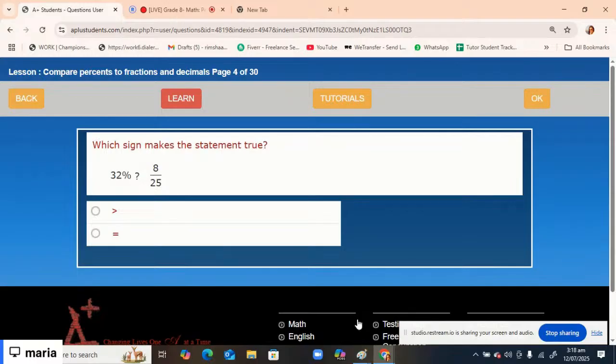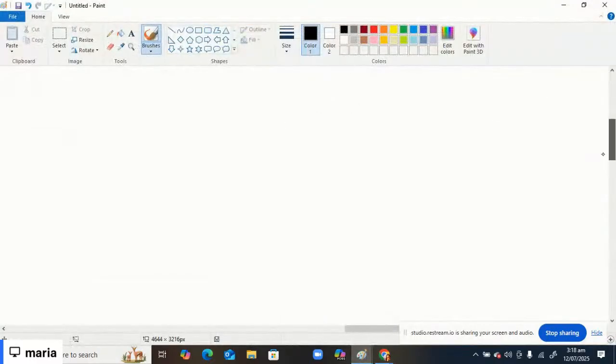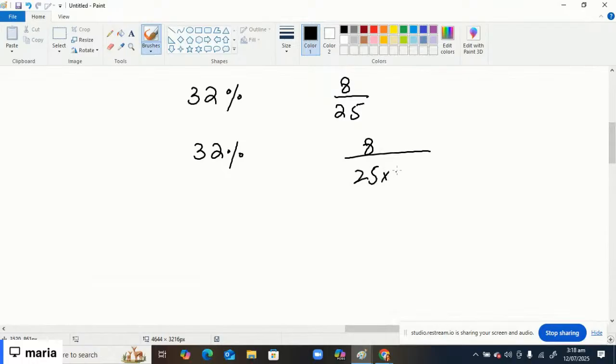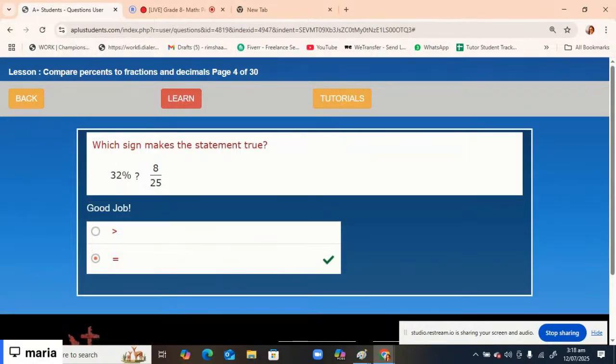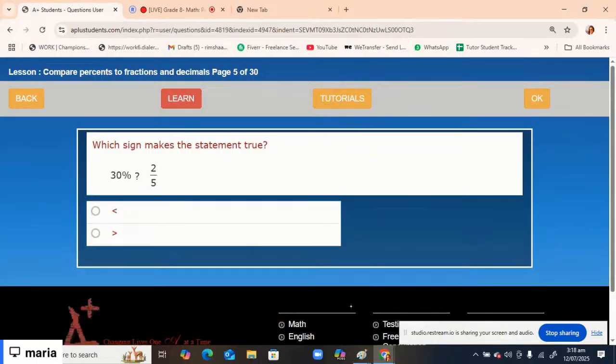Which sign makes the statement true? 32% or 8 by 25? Now 32% as it is. Solve this one. 8 over 25 times 4 over 4. 8 times 4 is 32, 25 times 4 is 100. So this is 32%. So these both are same. When we solve it, in this way we are finding it out.